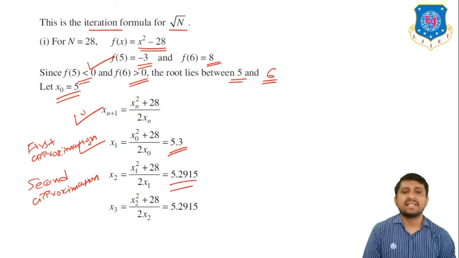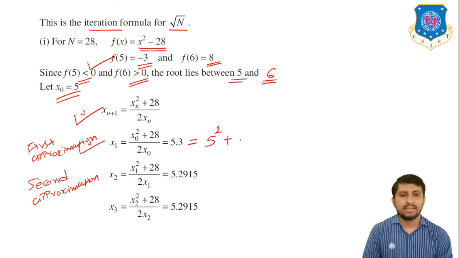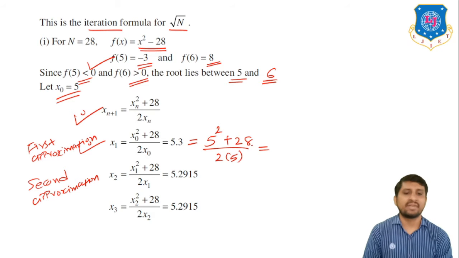Here you can use a calculator, because x1 is 5.3, so put the value 5.3 here. Suppose I calculate the first one: what is x0? x0 is 5. So please calculate this term: 5 square, that is 25, plus 28, upon 2 into x0, so 2 into 5. So this is 25 plus 28, which is 53, 53 by 10. So that's why this is 5.3.